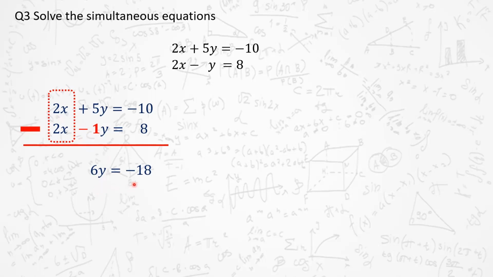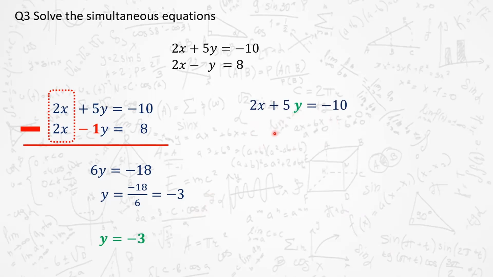So 6y equals minus 10 minus 8. I repeat, minus 10 minus 8 is minus 18. So I have 6y equals minus 18. So y equals minus 18 over 6 equals minus 3. So my y value is minus 3.